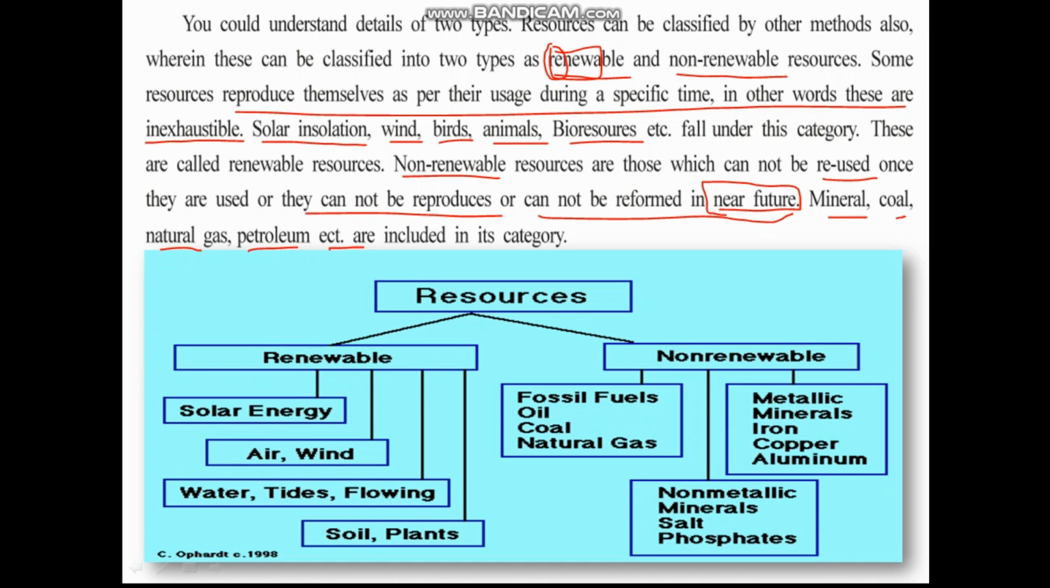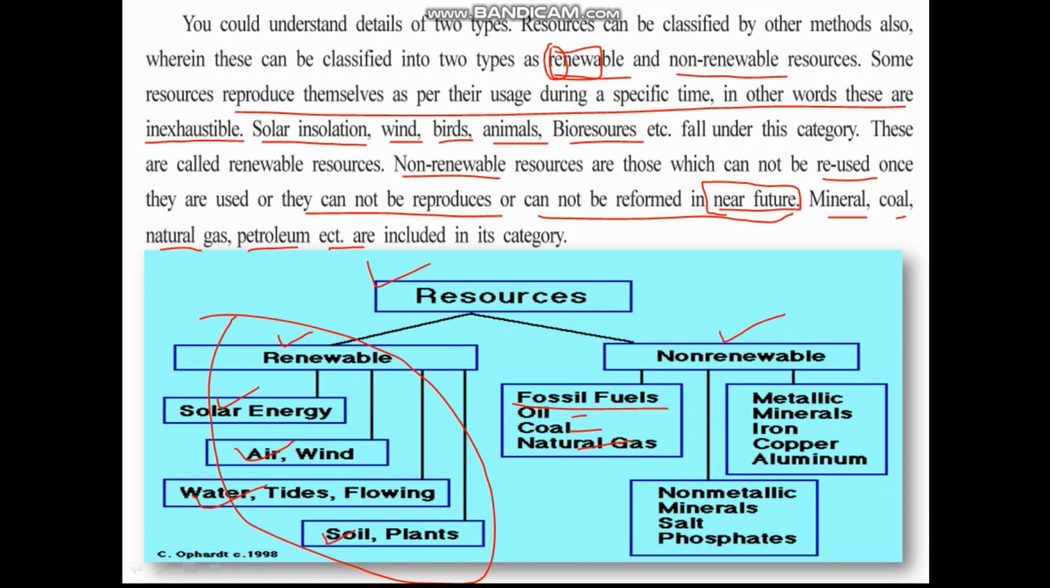Now this particular chart will help us to understand it in a better way. Resources are categorized mainly into two ways: renewable and non-renewable. Renewable includes solar energy, air and wind, flowing water, tides, soil, plants; all these will renew themselves, and that's why they are termed as renewable resources. While in non-renewable resources, there are fossil fuels, meaning oil, coal, natural gas, all of which we use. Suppose you fill petrol in your bike, you will roam about for say 50 kilometers, but that petrol cannot be regenerated, and that's why it is considered a non-renewable resource.